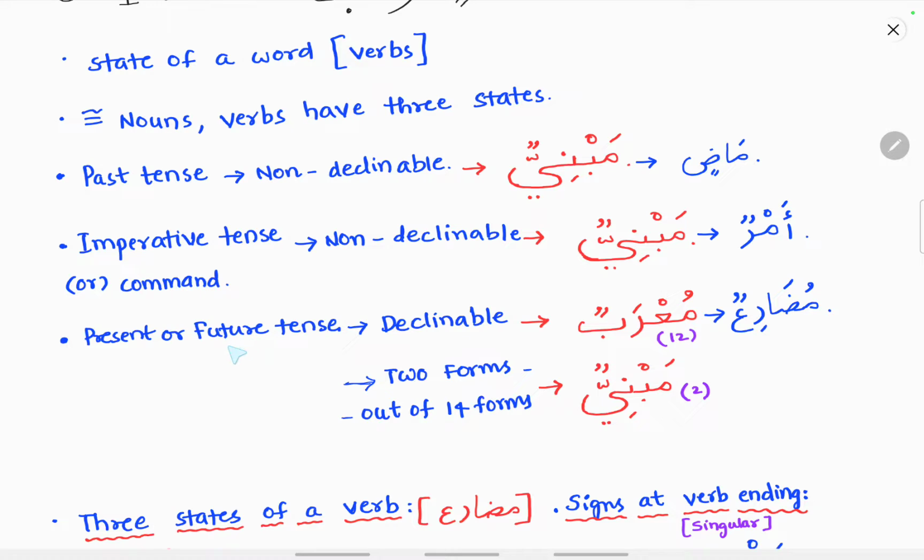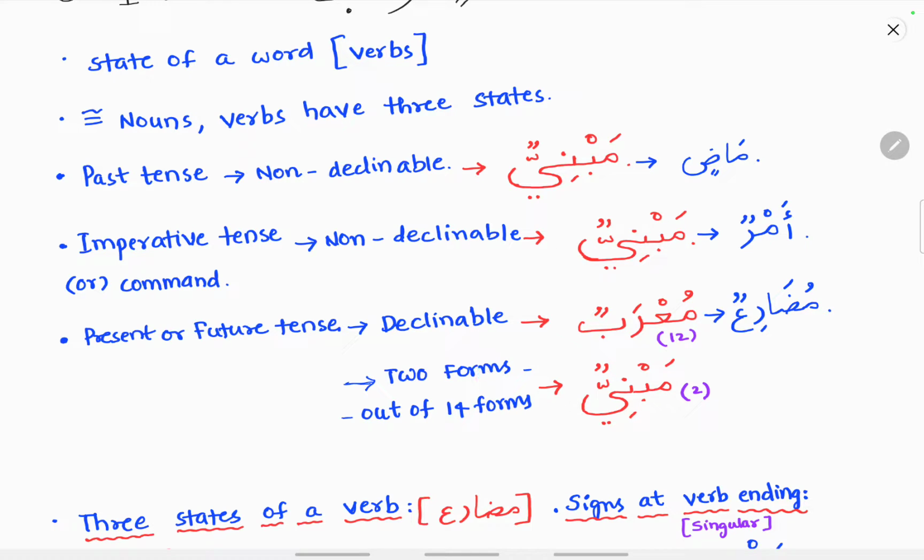Now coming to the present tense or the future tense, that is the fe'lul mudari. Fe'lul mudari is the only verb which is declinable, that is it comes under the category of mu'rab. So there are a total of 14 forms of a verb. There are 14 seghas of a verb. Any verb has 14 seghas.